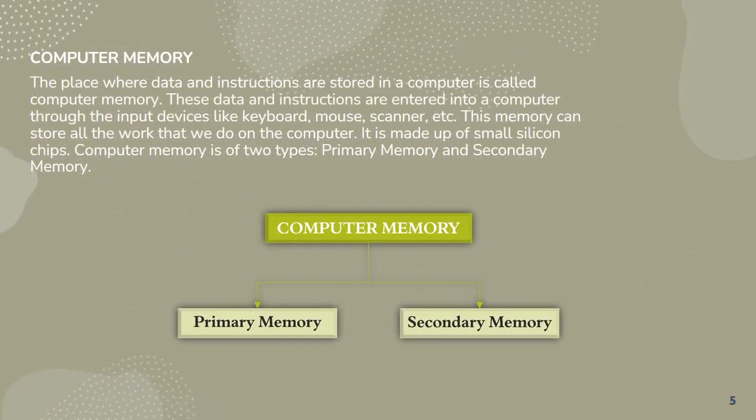Computer memory. The place where data and instructions are stored in a computer is called computer memory. These data and instructions are entered into a computer through the input devices like keyboard, mouse, scanner, etc. This memory can store all the work that we do on the computer. It is made up of small silicon chips. Computer memory is of two types: primary memory and secondary memory.